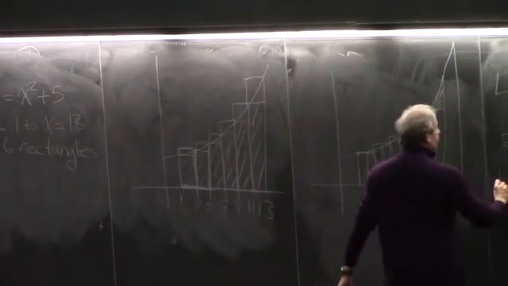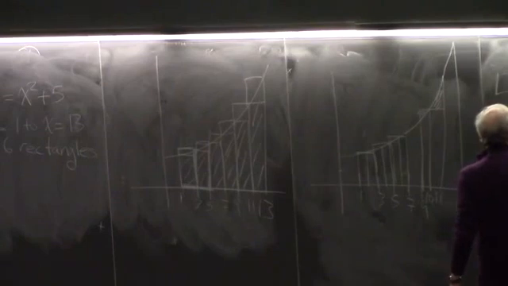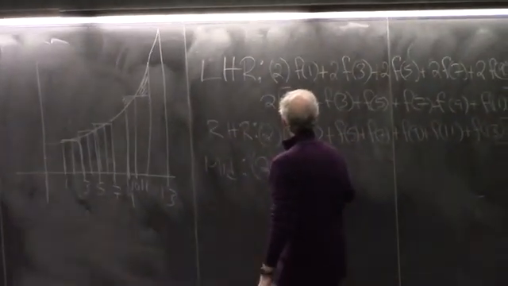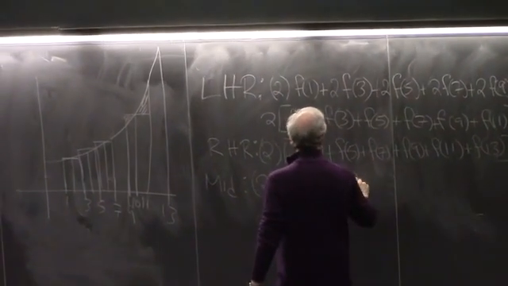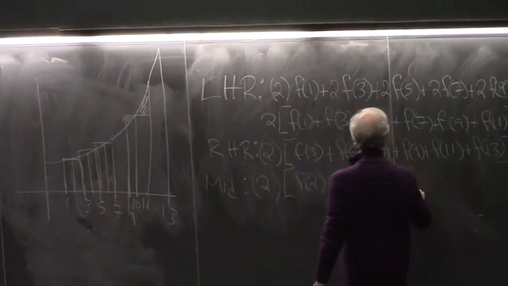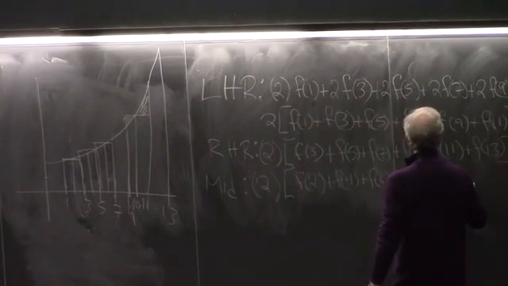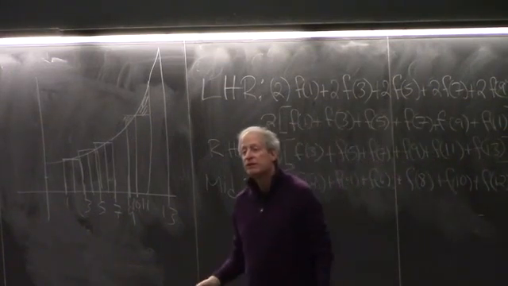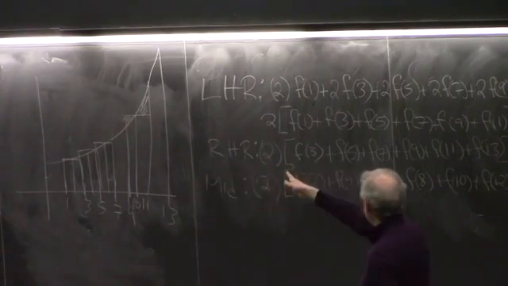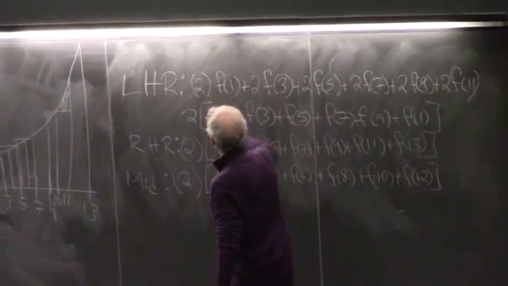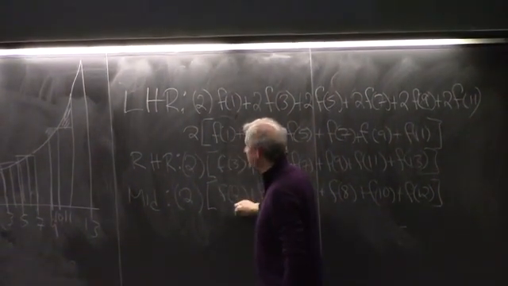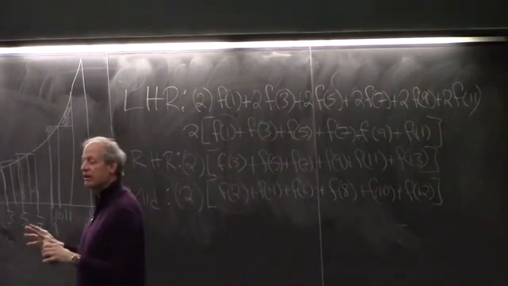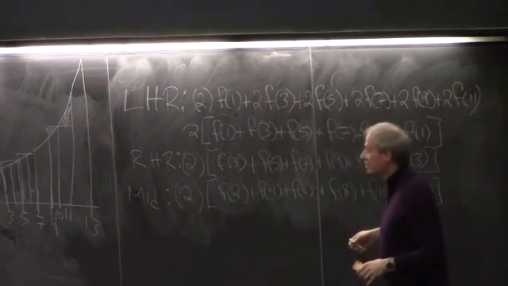So for midpoints, they still have widths of 2, but now use the midpoint of each interval. So f of 2, f of 4, f of 6, f of 8, f of 10, f of 12. Okay? So the left side I use f of 1. The right side I use f of 3. The midpoint I use f of 2. Makes sense? So each interval, I can start from the left, I can start from the right, I can start from the middle. Okay? And they'll each give you different answers.